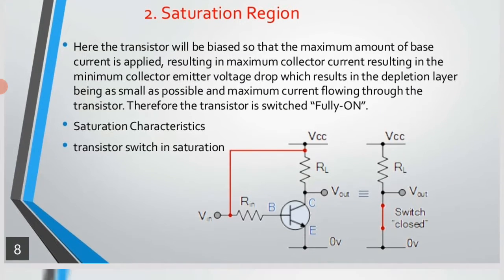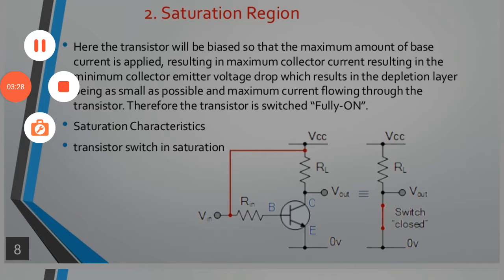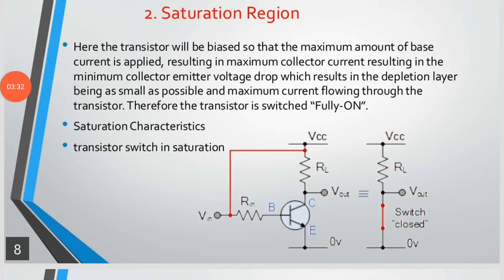Second is the saturation region. Here the transistor will be biased so that the maximum amount of base current is applied, resulting in maximum collector current and the minimum collector to emitter voltage drop, which results in the depletion layer being as small as possible and maximum current flowing through the transistor. Therefore, the transistor is switched fully on.